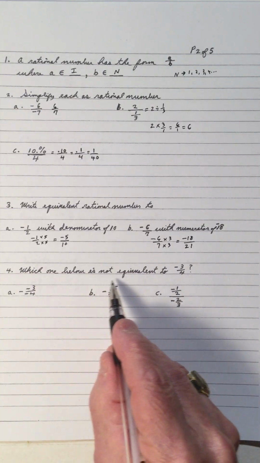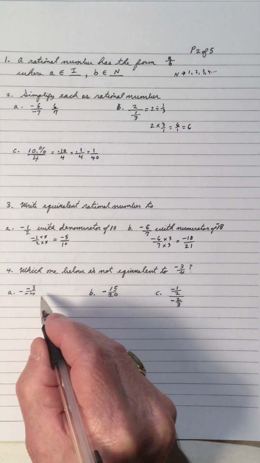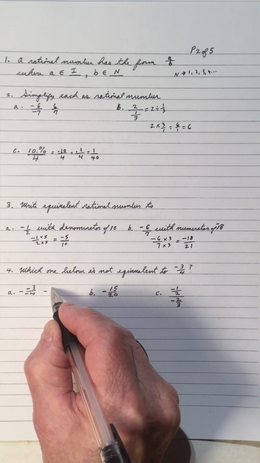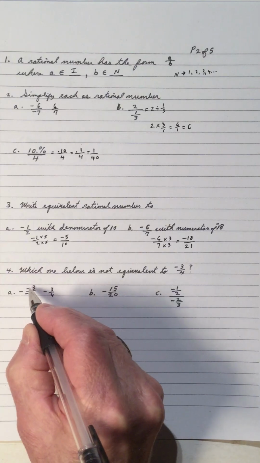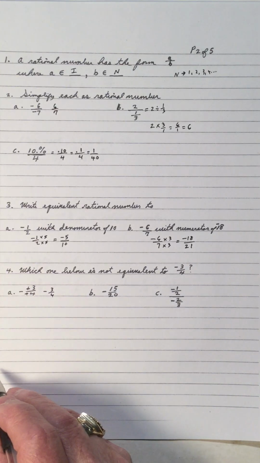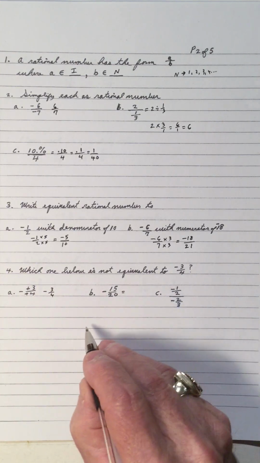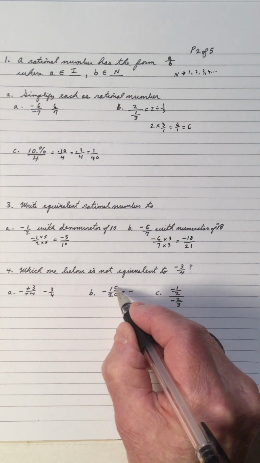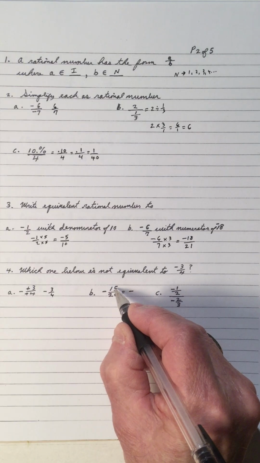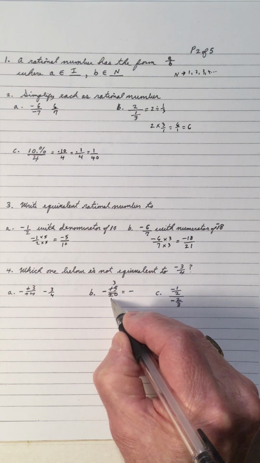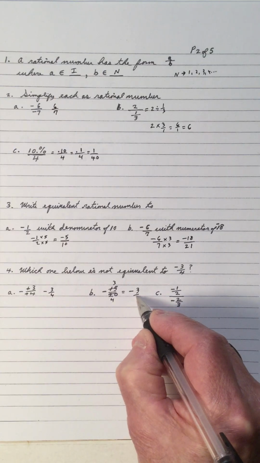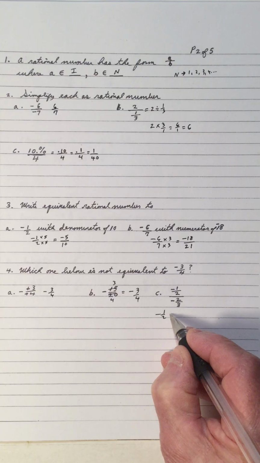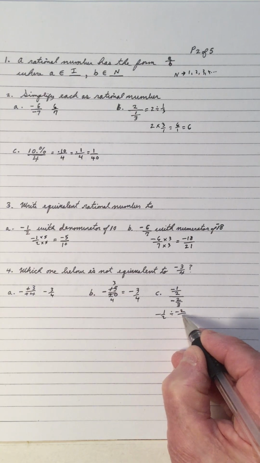Number 4, which one below is not equivalent to -3/4? A negative over a negative is a positive, so that's -3/4 because the two negatives cancel out. And we have -15 over 20. 5 into 15 goes 3 times, and 5 into 20 goes 4 times. So that's -3/4. And we have -1/2 divided by -2/3.